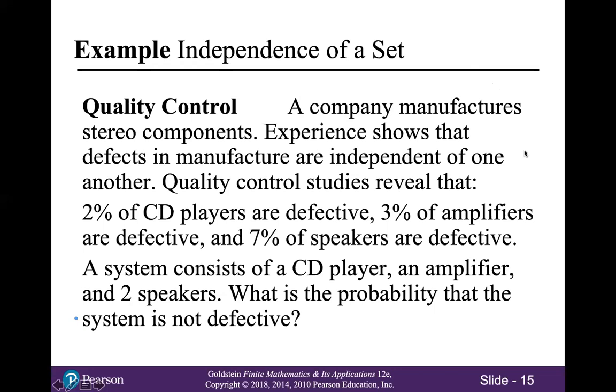In this example, suppose a company manufactures stereo components. Experience shows that defects in manufacture are independent of one another. Quality control studies reveal that 2% of CD players are defective, 3% of amplifiers are defective, and 7% of speakers are defective. A system consists of a CD player, an amplifier, and 2 speakers. What is the probability that the system is not defective?